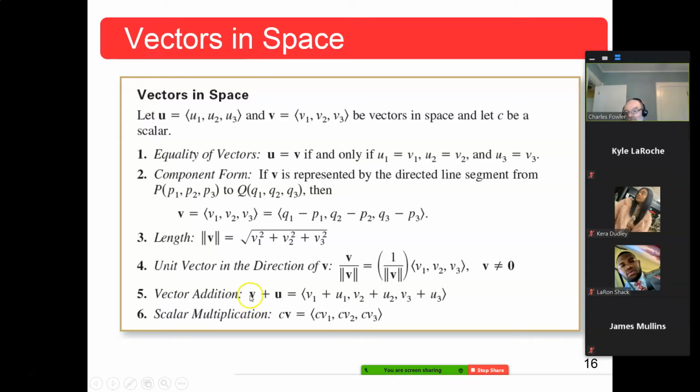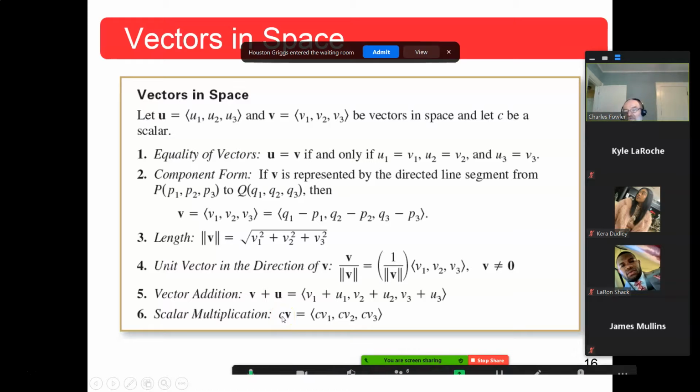So vector addition, if you're adding vector v to vector u, that's v1 plus u1, comma v2 plus u2, comma v3 plus u3, okay? That's how you add vectors. Scalar multiplication, just think of that scalar as being outside.